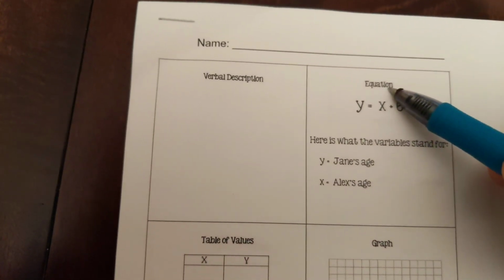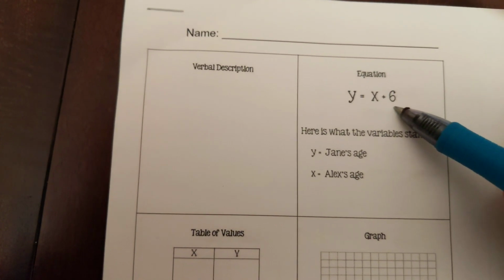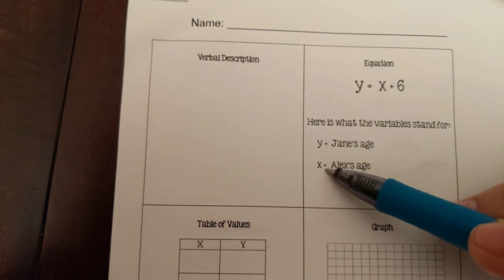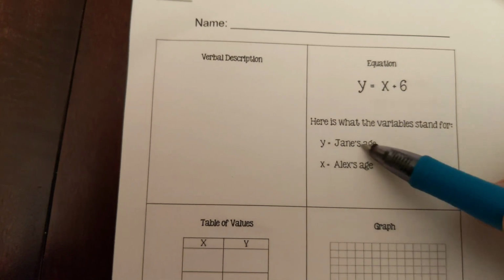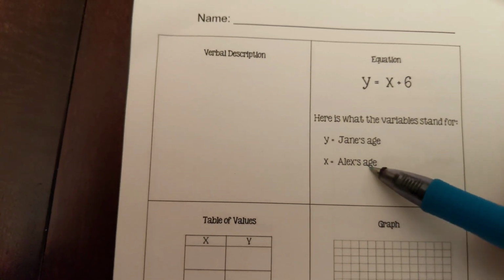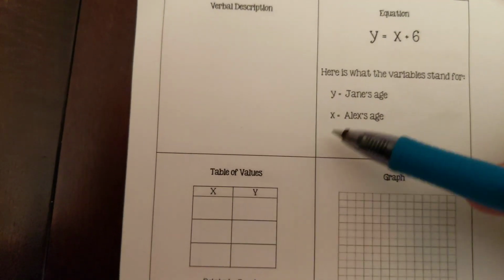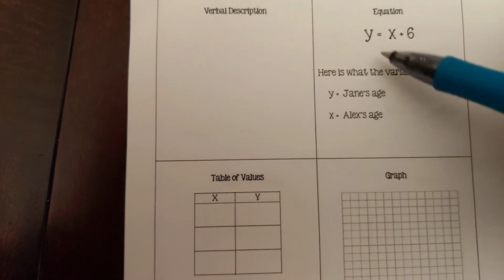So with the question that gives you an equation, here's the equation part. They give you that and they tell you what the y stands for and what the x stands for. Y is Jane's age and x is Alex's age. So we're going to use this equation to create a table of values. That's the first thing, that's the easiest thing to start with.